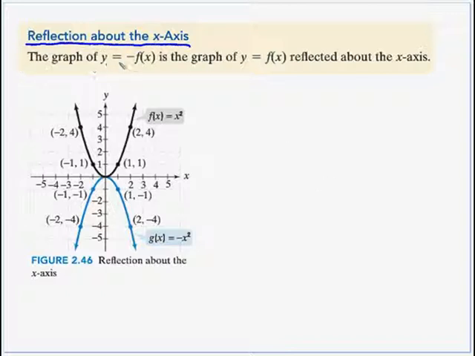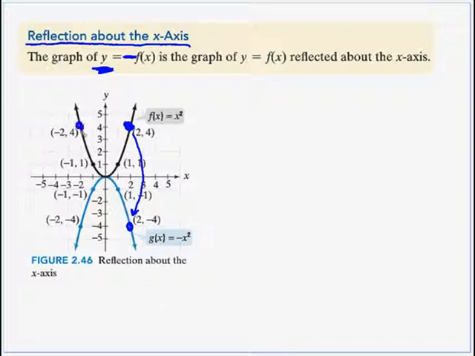So here it says the graph of y equals negative f of x is the graph of y equals f of x reflected about the x-axis. And if you think about it like this, here is our y value, the y coordinate of any given point. And if we take that and we negate it, that's just going to flip it across the x-axis. Like here we have this point on the parabola, (2, 4). If we make the y coordinate negative, now it's (2, -4). We've flipped it over the x-axis.